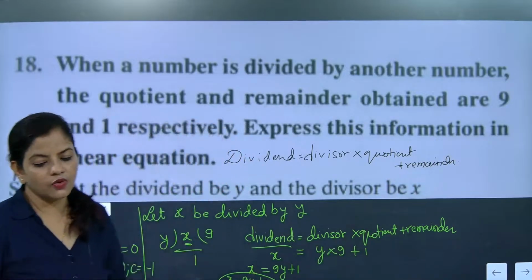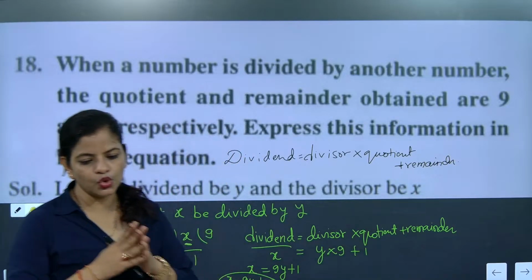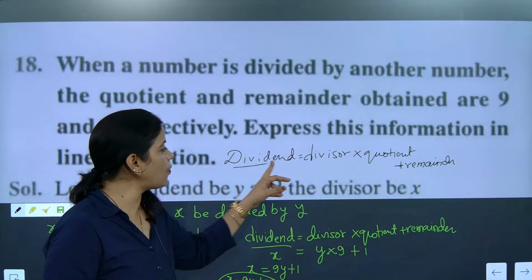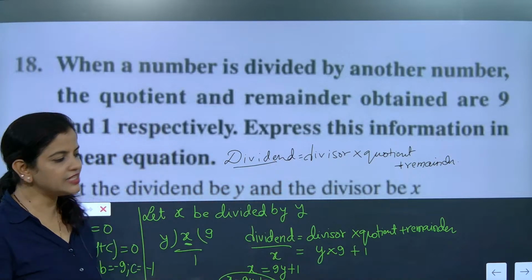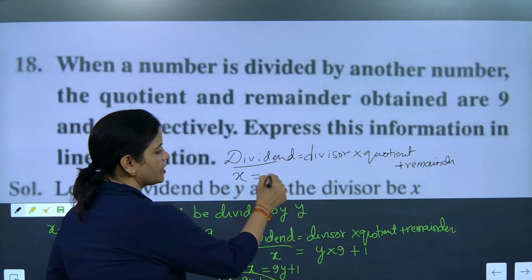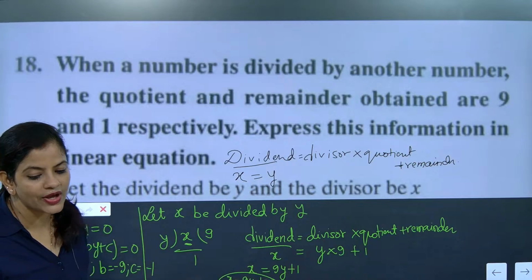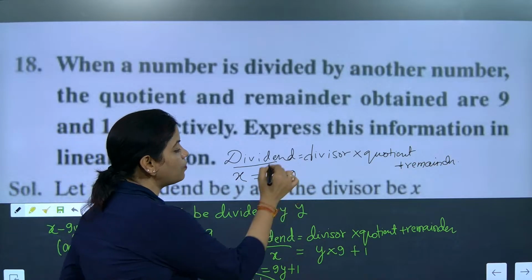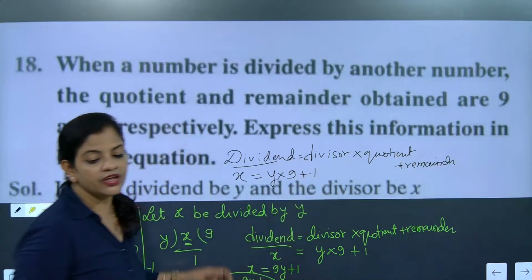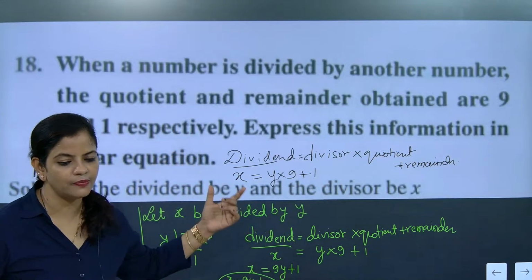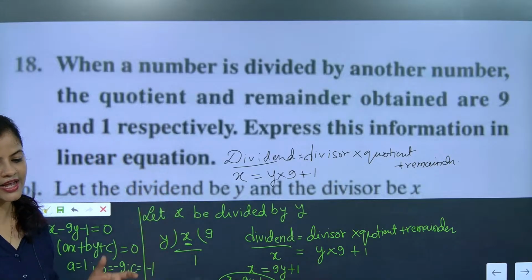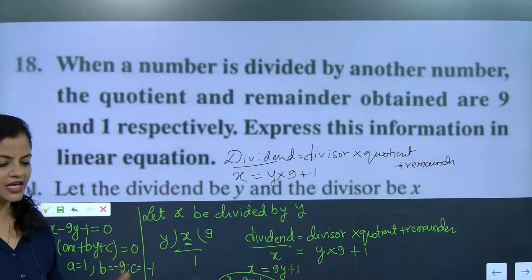Understood, beta? Dividend is equal to divisor into quotient plus remainder. When we are talking about the dividend, it is the one which is getting divided. Which one is getting divided? x. Who is dividing it, beta? y. And what is the quotient given in the question, beta? 9. And what is the remainder? Plus 1. So dividend is equal to divisor into quotient plus remainder. So x is equal to 9y plus 1.